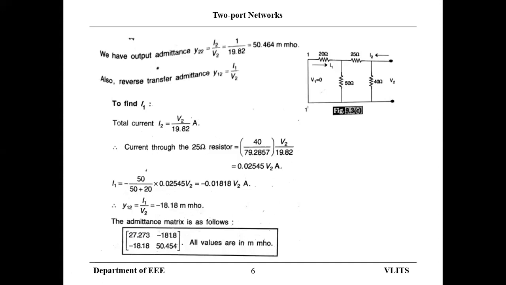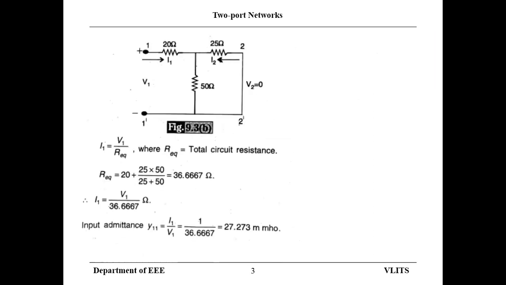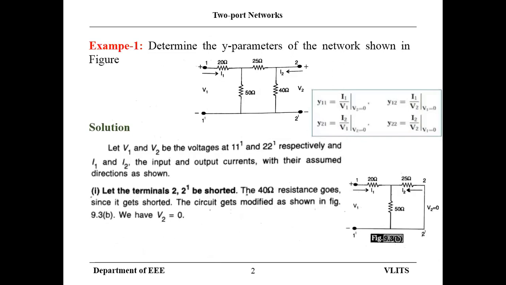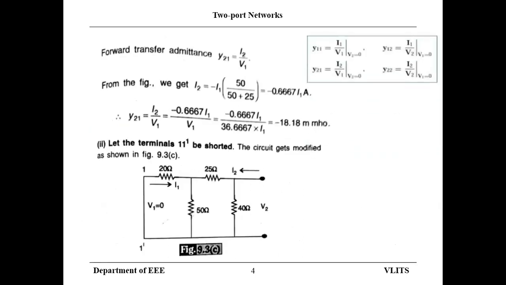So this is how you have to find the different parameters, whatever you want. Here they ask you to find the y parameters, so that's why you applied the short circuit at the secondary terminal, then you can find two y parameters. Then after that you have to apply the short circuit at the input side, then you can find the other two parameters. So like this you can find the y parameters.